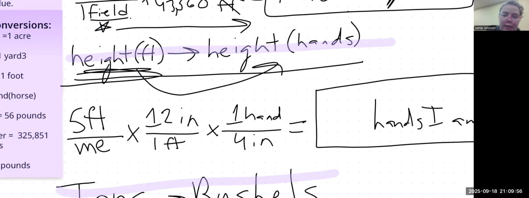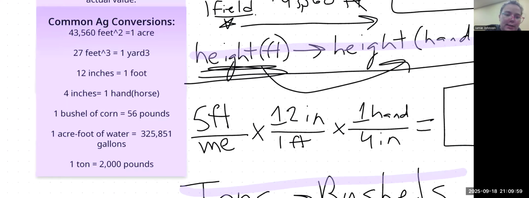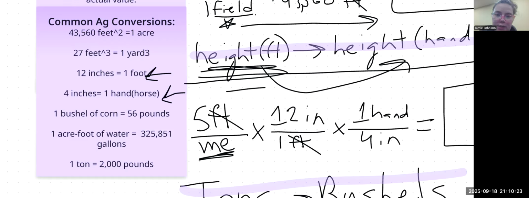We know that because our handy dandy little chart over here only has inches to feet and then inches to hands. So, right, if we know that I'm 5 foot, we put that on the top and we know we're talking about me. So me goes on the bottom. And then our next step, we have to put feet on the bottom because we have to divide by feet to get rid of feet, right? That's got to be a foot and an inch up there. So 5 feet divided by 12 inches over 1 foot.